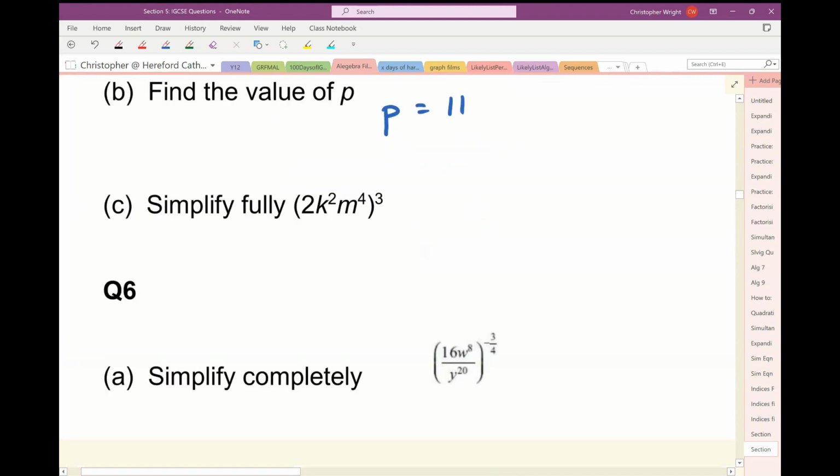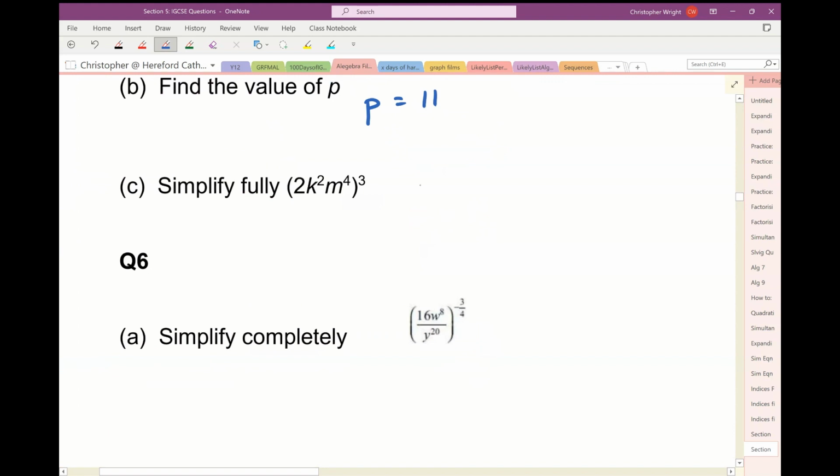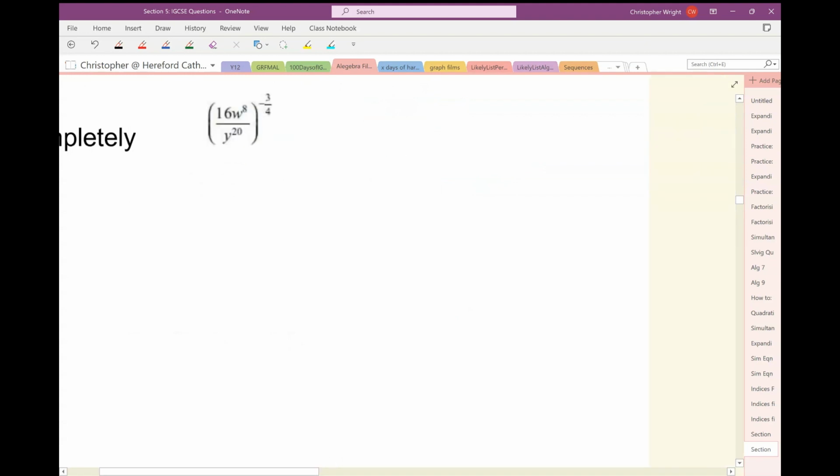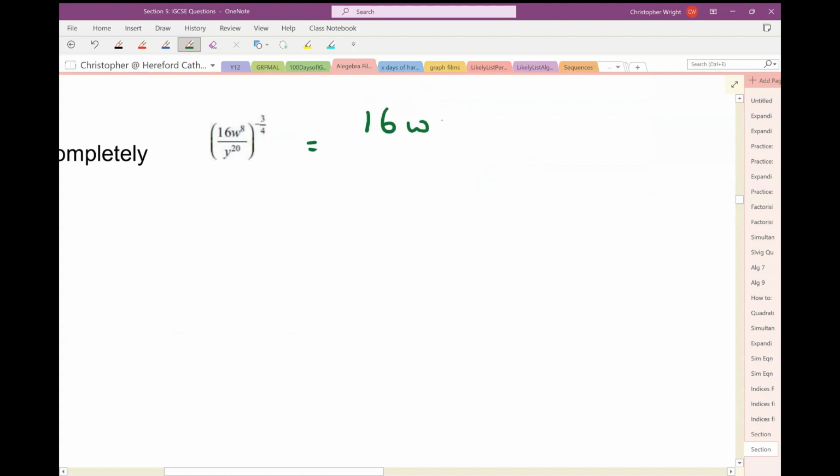Simplify fully. Right, I'm going to raise the 2 to the power of 3, k squared to the power of 3, multiplying those indices, m to the 4 to the power of 3, multiplying those indices. That is question 5 done. Question 6. Right, the trick with these questions is to do one thing at a time. Don't mess it up. I'm just going to start by copying down the question so that I can see it a bit more clearly. Here it is.